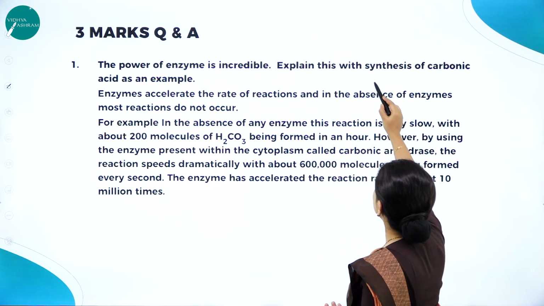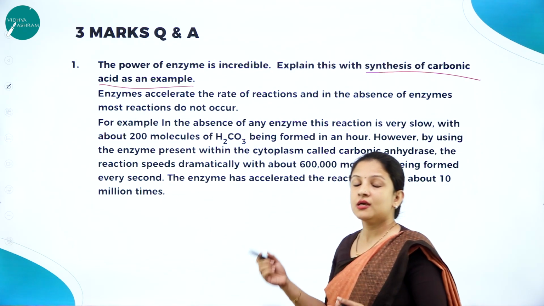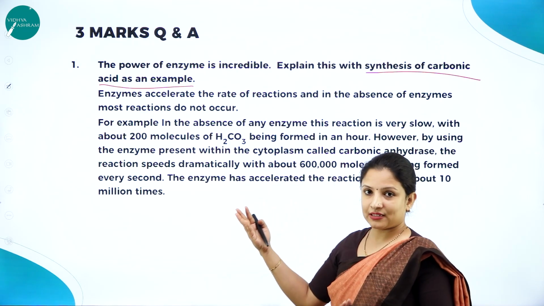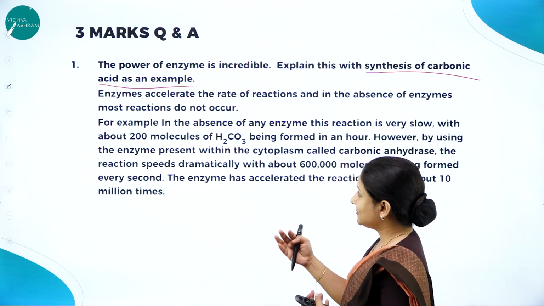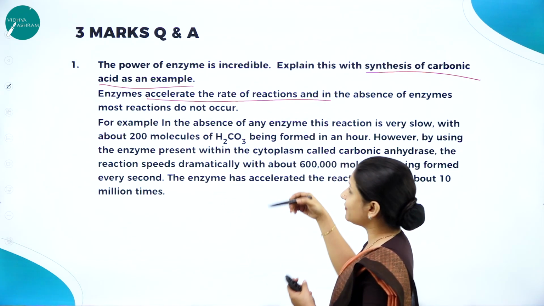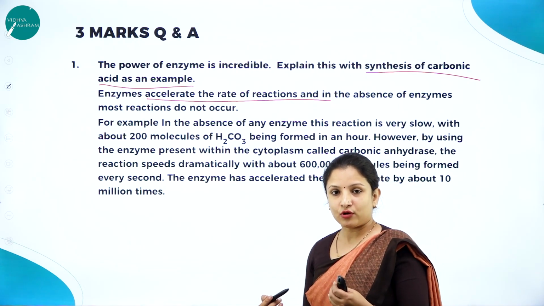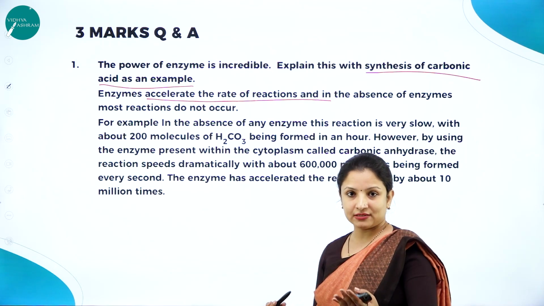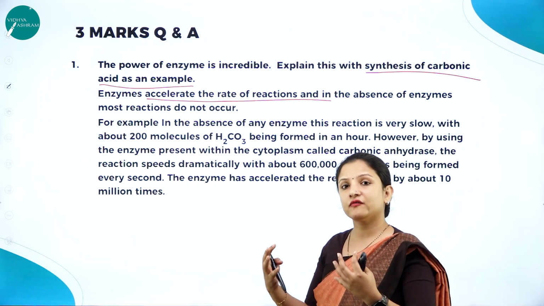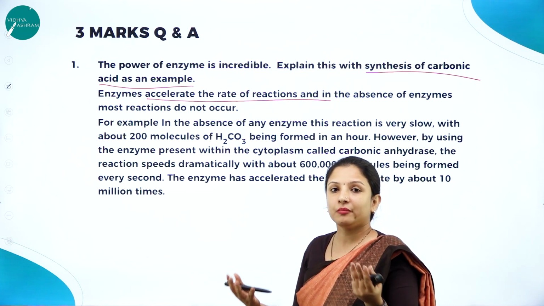Explain this with synthesis of carbonic acid as an example. In your NCERT textbook, they have explained this taking carbonic acid as an enzyme example. So here, enzyme accelerates the rate of the reaction, or you can write enzyme speeds up the rate of the reaction, and sometimes what happens, in the absence of an enzyme, the rate of the reaction can come down, or sometimes the reaction may not happen at all. So what do you mean by rate of a reaction?